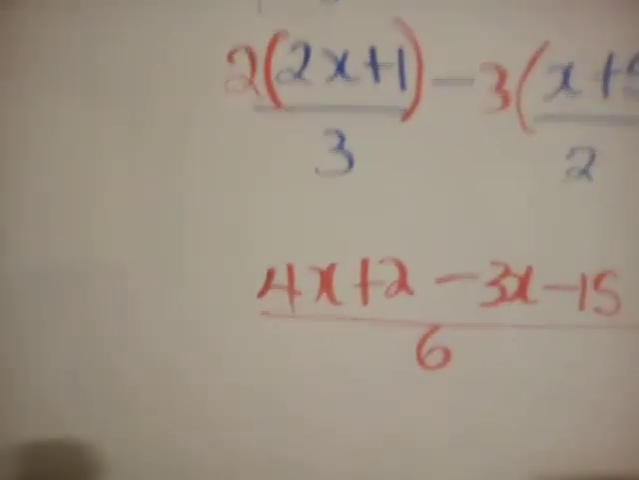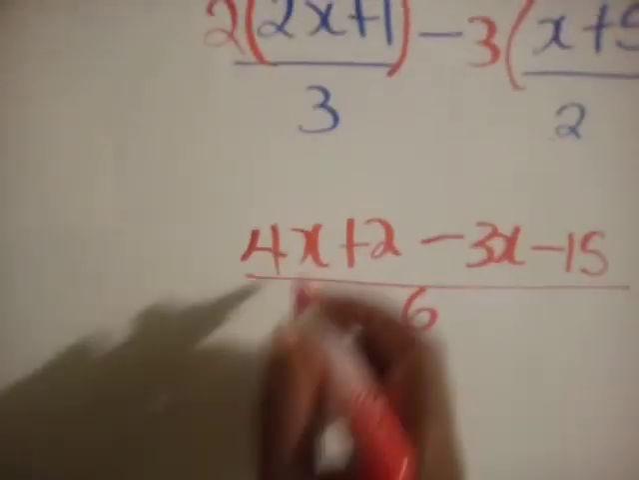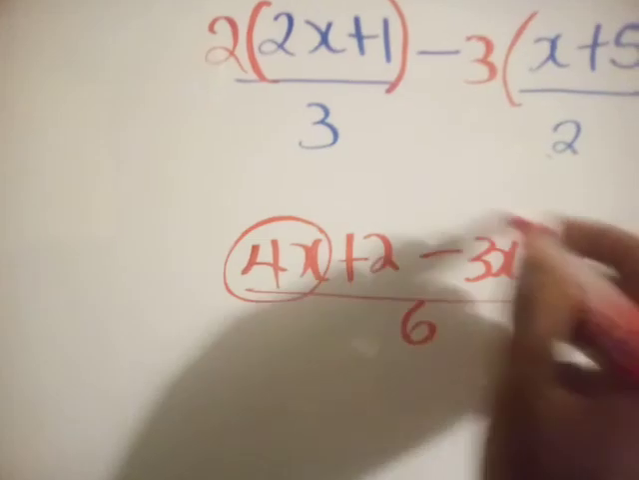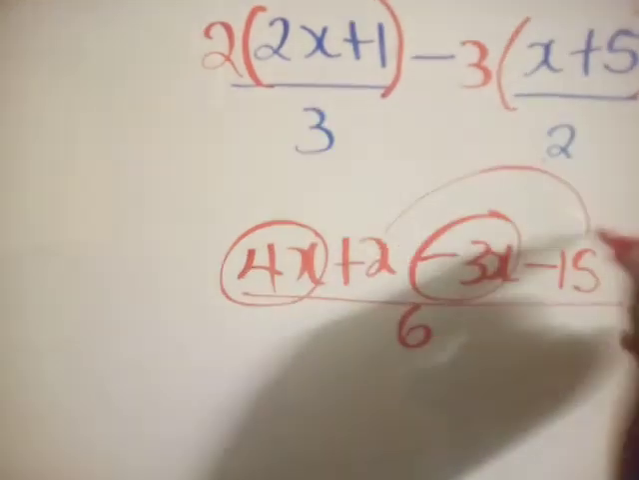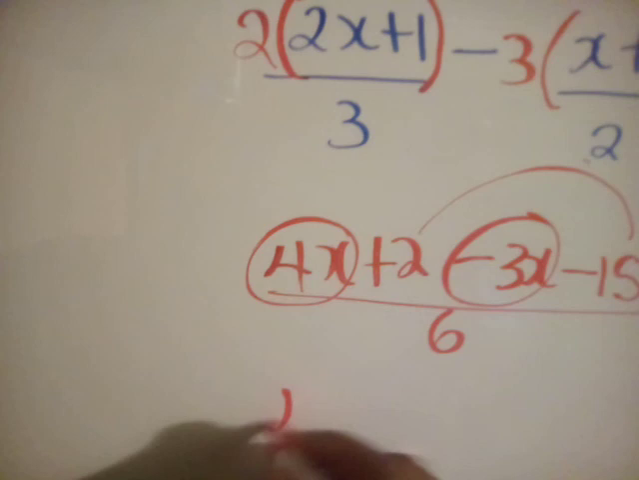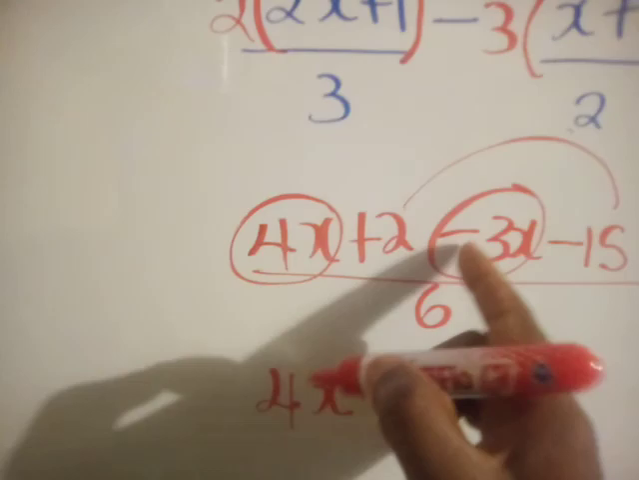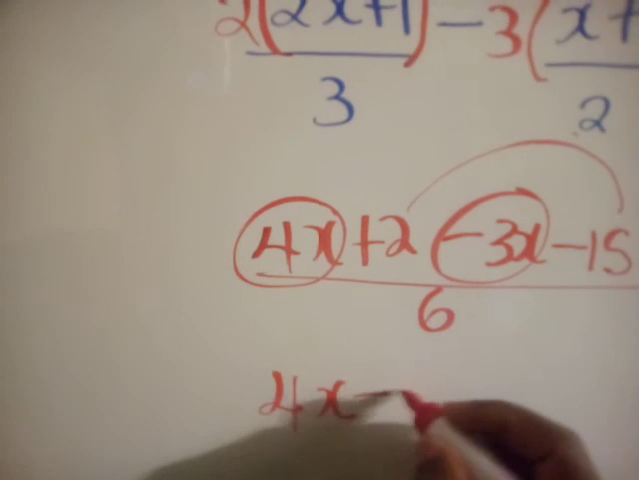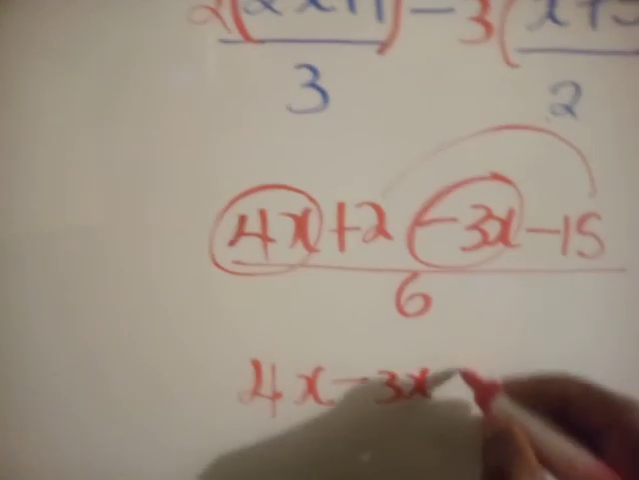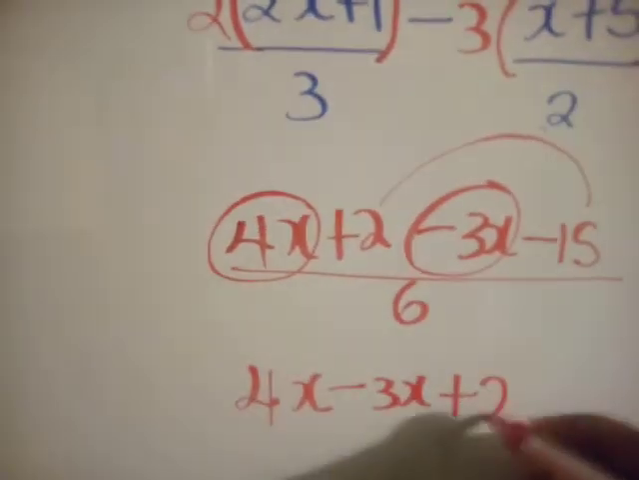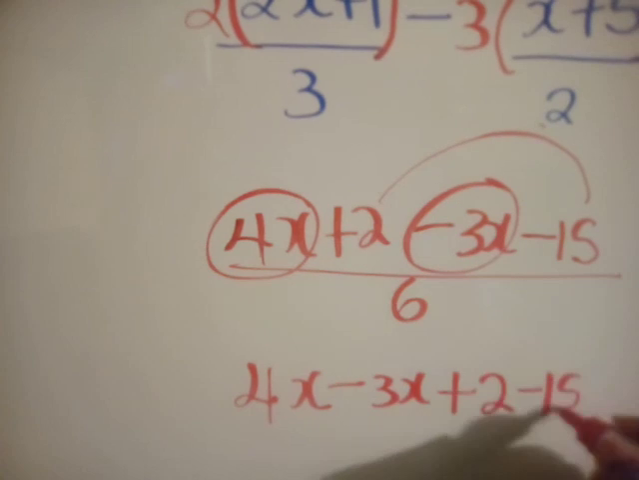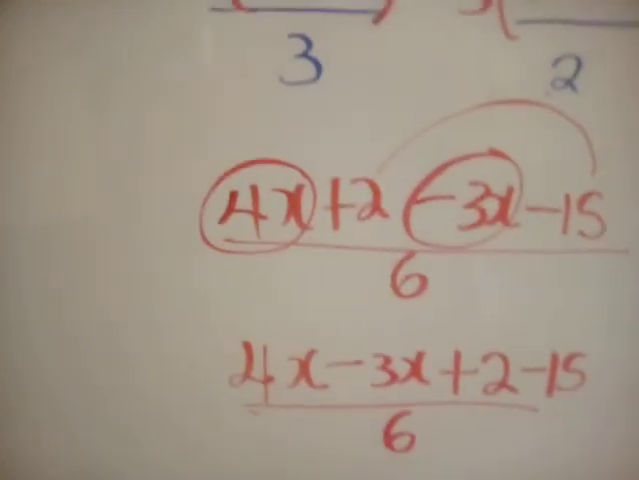Alright, we're almost finishing now, guys. Just hold on. Now we need to group the like terms. What I mean is we need to put this and this together, and this and this. So remember, there's no equal sign, so we don't need to change the sign of this. So we just group them. So it's 4x minus 3x, we have a plus 2 right there, and we have a minus 15. Keep the denominator, very importantly.